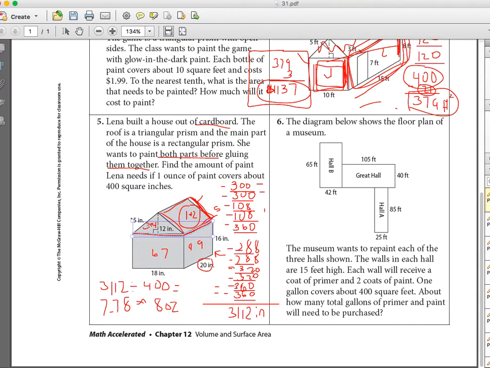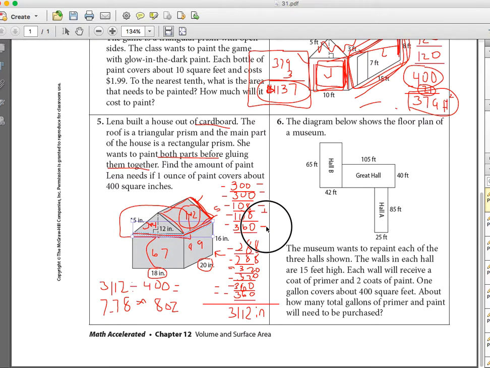Then I got 108 for the front triangle and the back triangle. So this portion right here. The triangle is 1/2 base times height. So 1/2 of the base, you might be thinking, where's the base? Well, here's 18. If this is 18, then the base is also 18. So 1/2 of 18 times 12 gives you 108. That's for the front triangle and the back triangle.